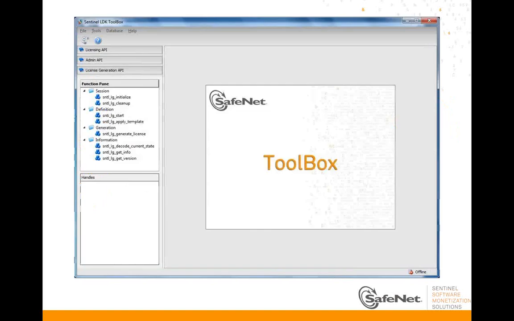This is how the Toolbox looks like. You can observe that there are three categories of APIs: the licensing APIs, admin APIs, and license generation APIs. So these are the APIs that we have already talked about in previous slides. Just wanted to give you an idea how Toolbox looks like and how you can conveniently use it to generate source code and also test APIs.